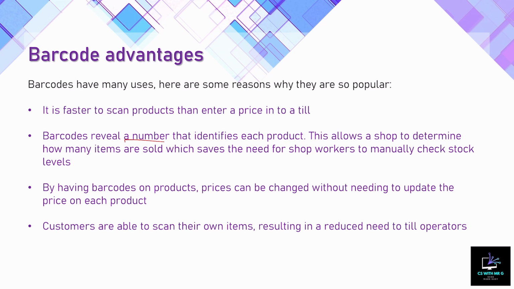And another huge advantage is that by having barcodes on products, if any details were to change about the product, you wouldn't have to change the barcode on each product. You would literally just update your system, or the shop would update their system, so the identification for that product would simply change price or details, and you wouldn't need to change the barcode on every single product. And as I've just mentioned, self-scan or self-service tills, customers can now scan their own items using barcode readers.